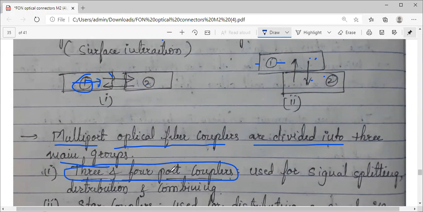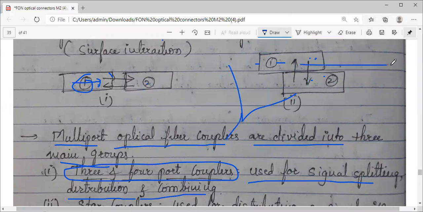But if you look into any of the devices, components, a port is nothing but a plane. So you will be having either 3 or 4 port couplers. They are used for either signal splitting or distribution and combining. It is something like this, a T network, or 4 ports, something like this. 1, 2, 3, 4.